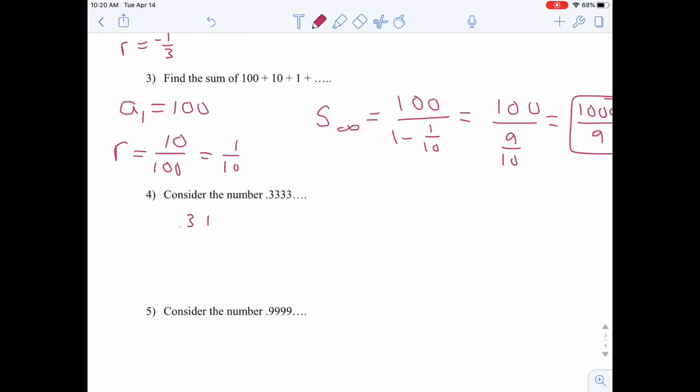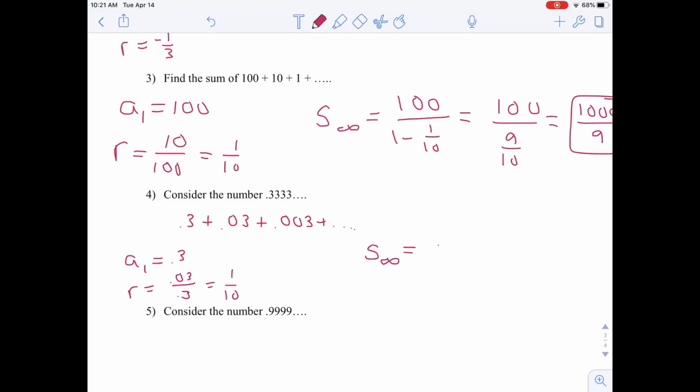Consider this next number. Well, if you actually think about this, I could write this out as 0.3 plus 0.03 plus 0.003, kind of using the idea of what we're doing in that last problem. Eventually we keep adding a bunch. Where our first term here would be 0.3, and your r would be 0.03 over 0.3, which is, again, just going to be 1/10.